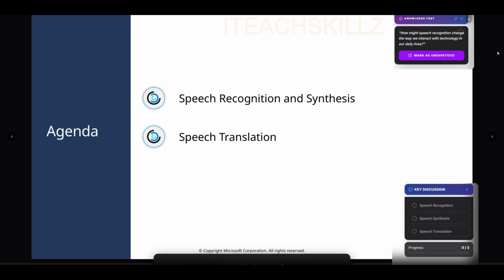We'll begin with speech recognition, where computers learn to understand human language much like how you catch the meaning behind a friend's words. Transitioning into synthesis, imagine turning thoughts directly into spoken words. That's what machines do here. Lastly, speech translation bridges languages seamlessly, allowing us to converse across borders as if we're fluent in multiple tongues.